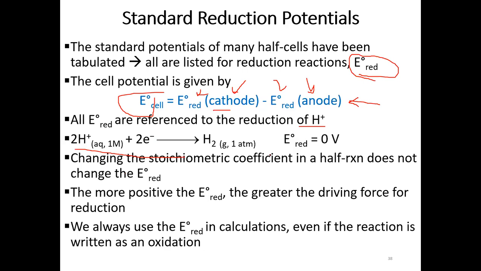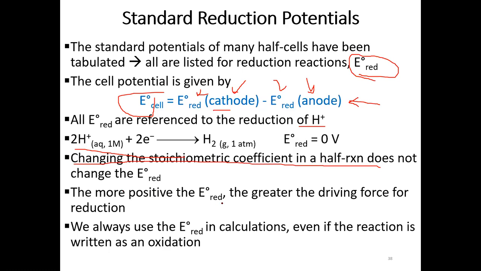Changing the stoichiometric coefficient in a half reaction does not change the E reduction. That does not have anything to do with the moles. Whatever we are talking about is E cell. In order to calculate E cell, we have to look at the potential difference of the cathode and the potential difference of the anode, right? That's what we call E reduction for both of them. Then we take the difference, and that is how you calculate the E cell. So changing the stoichiometric coefficient in a half reaction does not change the E reduction. It doesn't matter. You're just going to get that from the table.